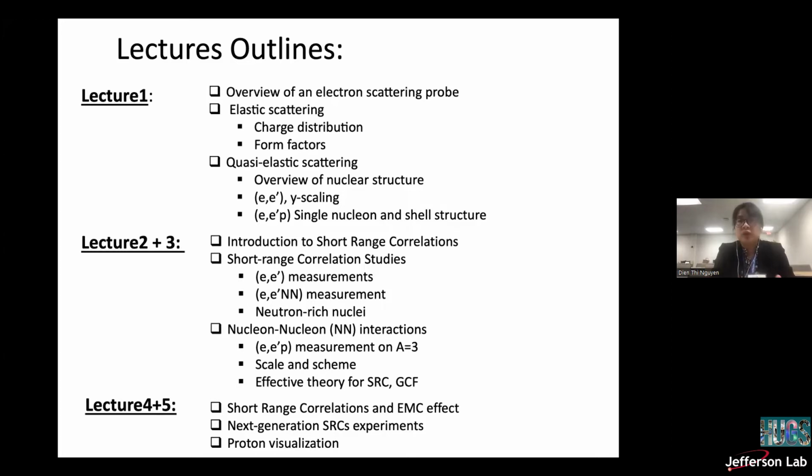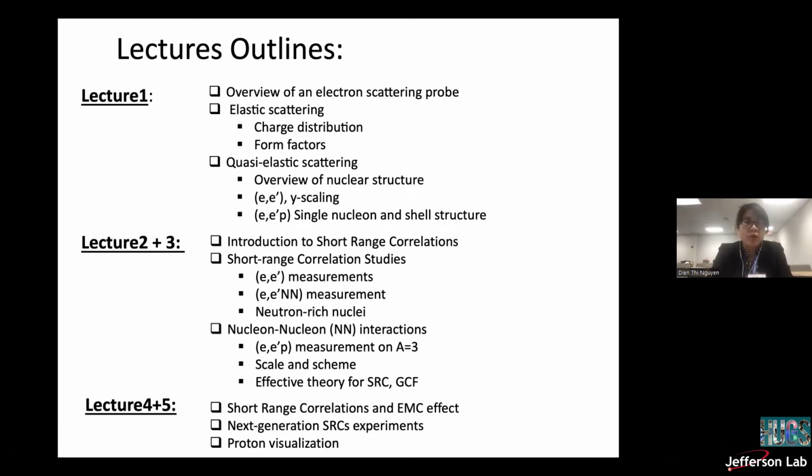So that is for today, and tomorrow we will jump into the core of the lectures, which is short-range correlation. I will give an introduction to short-range correlation, what has been studied, and what we know about it through different channels and different types of measurement. Then we will go into something called nucleon interaction in nuclei, which we can use to study short-range correlation.